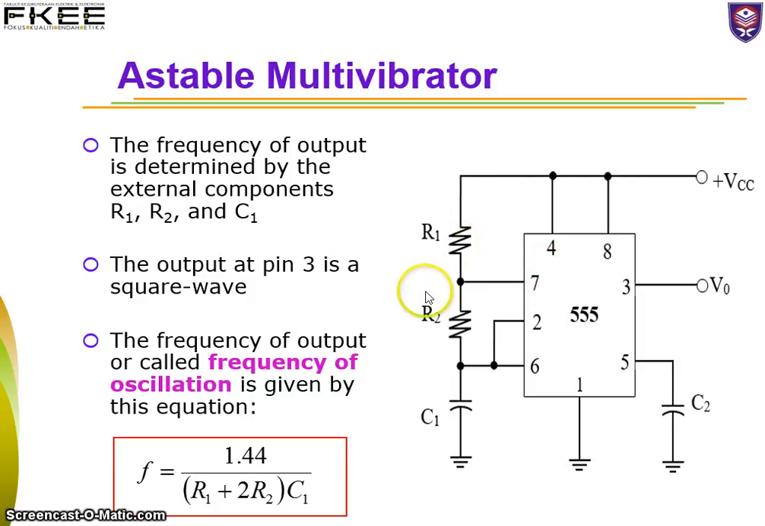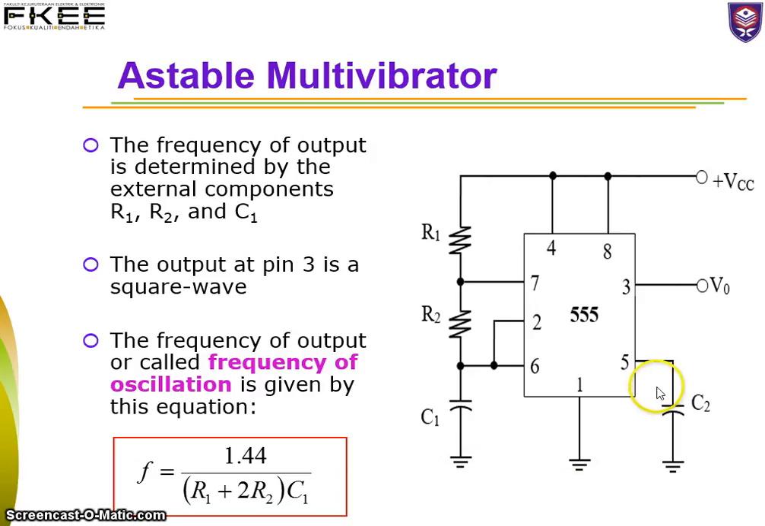Today we'll talk about an astable multivibrator circuit which is constructed by using a 555 timer. We have R1, R2, C1 over here which will determine the frequency of oscillation of the astable multivibrator. F is equal to 1.44 over (R1 plus 2R2) multiplied with C1.